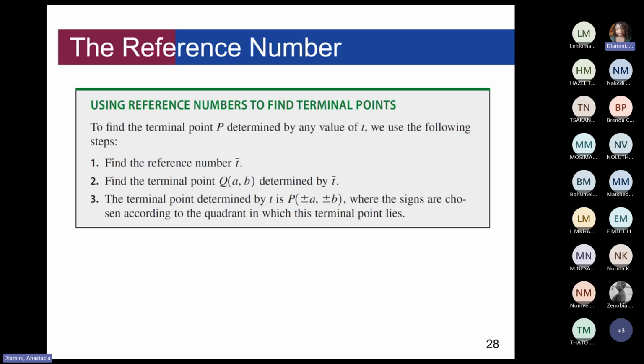Using reference numbers to find terminal points. To find the terminal point P determined by any value of T, we use the following steps. The first one is find the reference number T. We know how to find that one. Then find the terminal point Q determined by T. The terminal point determined by T is plus or minus those values, where the signs are chosen according to the quadrant in which this terminal point lies.